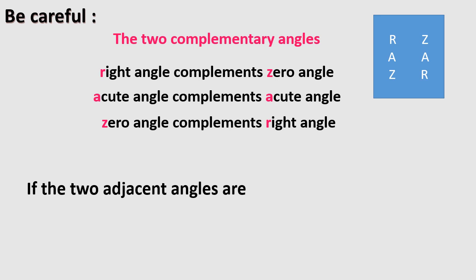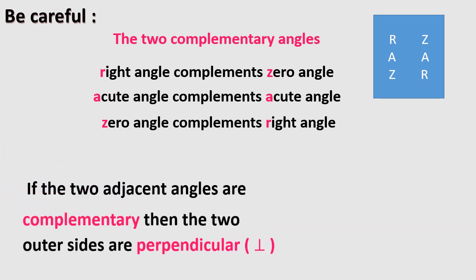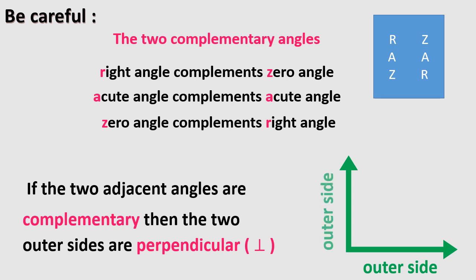If the two adjacent angles are complementary, then the two outer sides are perpendicular. Like this. And these are the two outer sides.